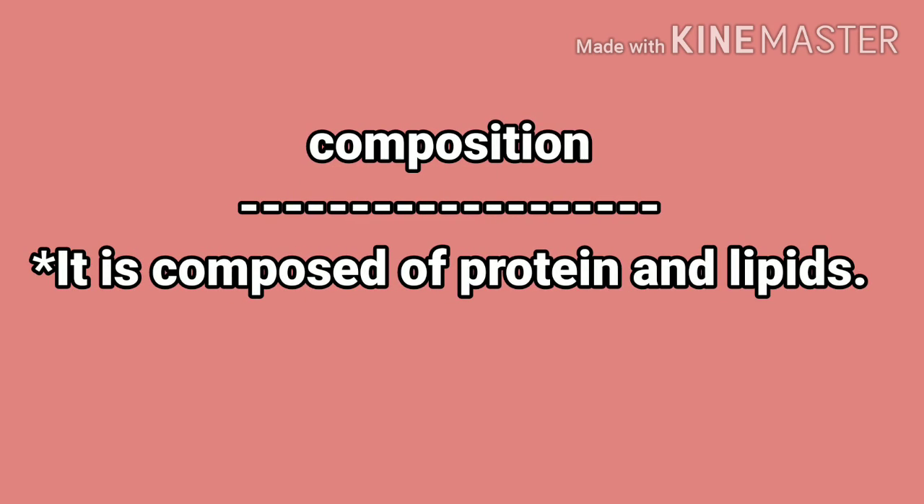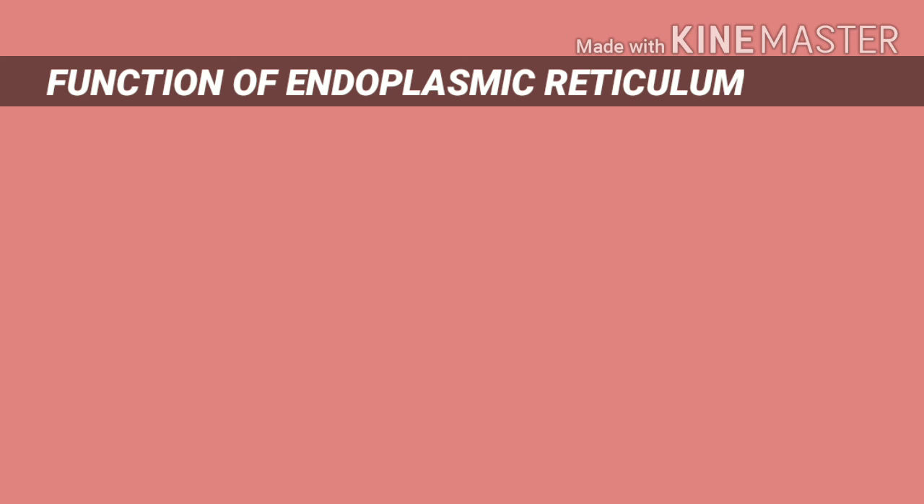Okay. Now let us talk about the composition of endoplasmic reticulum. It is composed of protein and lipids. They are the materials through which this endoplasmic reticulum is made.